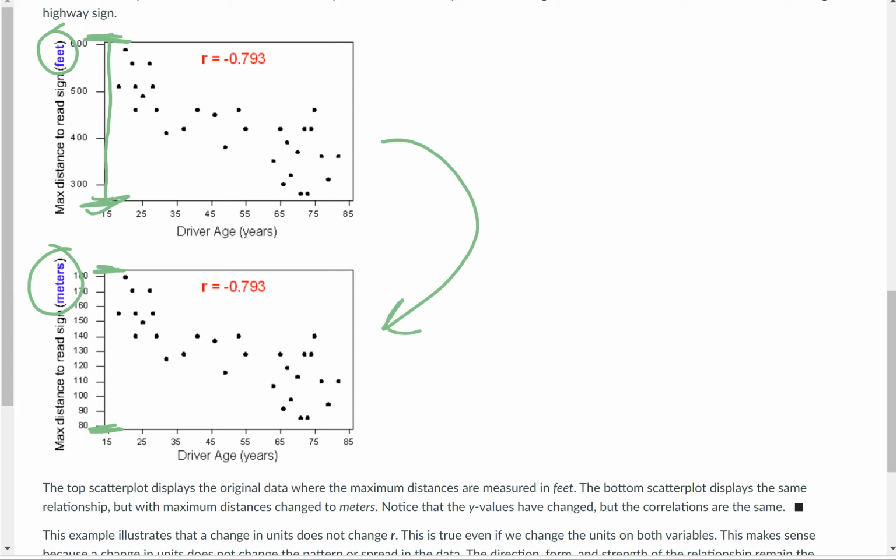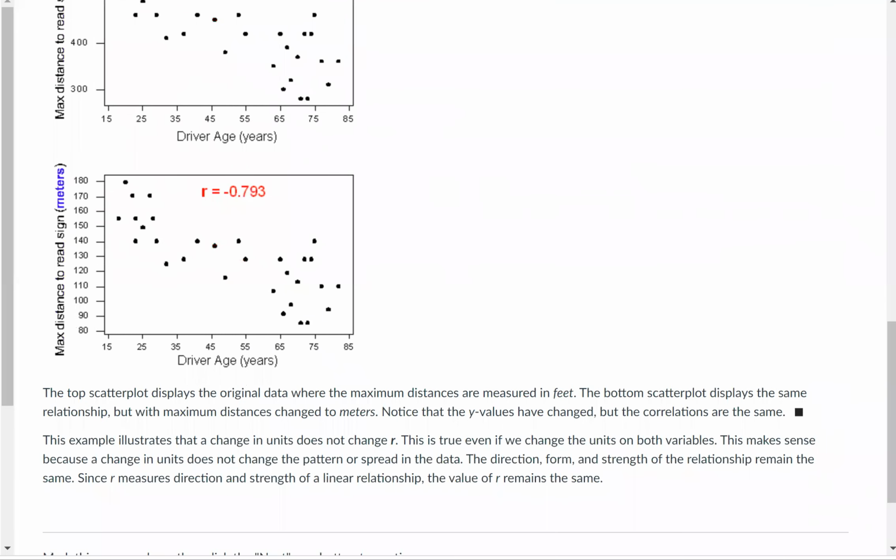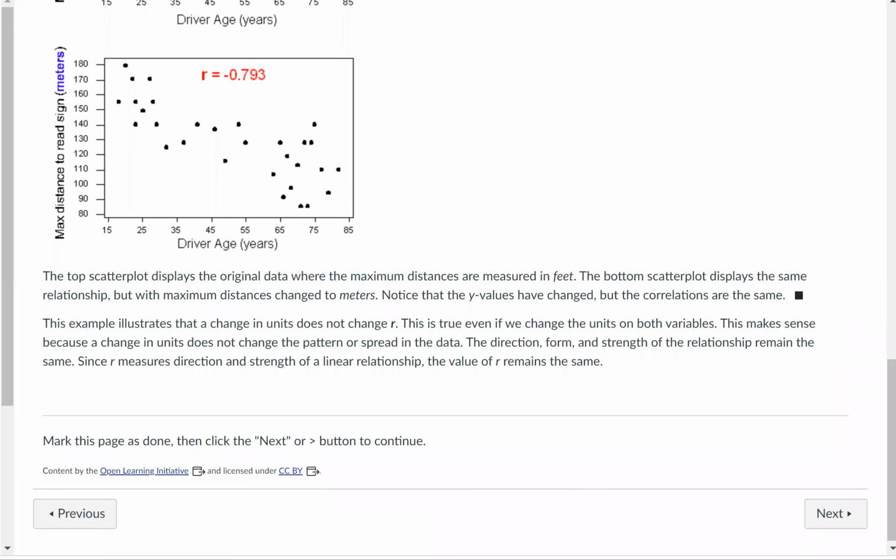It still would measure how close these are to a line. Like this and this, they're pretty much the same distance from a line no matter what, right? They look like the same points, you just change the axis. So yeah, the top scatter plot displays the original data where the maximum distances are measured in feet. The bottom scatter plot displays the same relationship, but with maximum distances changed to meters. Notice that the Y values have changed, but the correlations are the same.